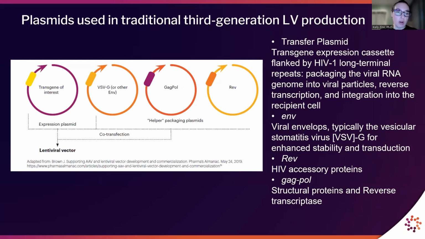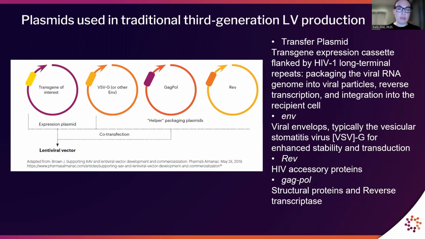4 plasmids are required to manufacture lentiviral vector, and these are the transfer plasmid that contains the transgene. In this case, it would be the CAR-T gene. This expression cassette is flanked by HIV-1 long terminal repeats, and these long terminal repeats facilitate packaging the viral RNA genome in viral particles. LTRs also facilitate reverse transcription and facilitate integration of the transgene into the recipient cell genome.